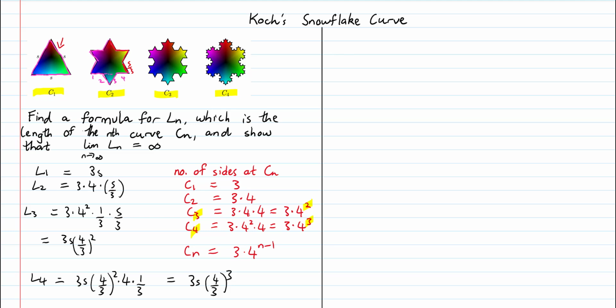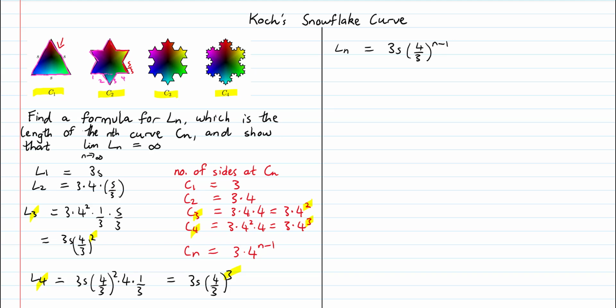So in general then, a formula for the length of the nth curve, Ln, is going to equal 3S times (4/3)^(n−1). We can see from the lengths of the curves that we've already found that the number we raise 4/3 to is always 1 less than the curve number. So for example, when we were finding the length of the fourth curve, we raised 4/3 to the power of 3, and finding the third curve, we raised it to the power of 2, and so on.